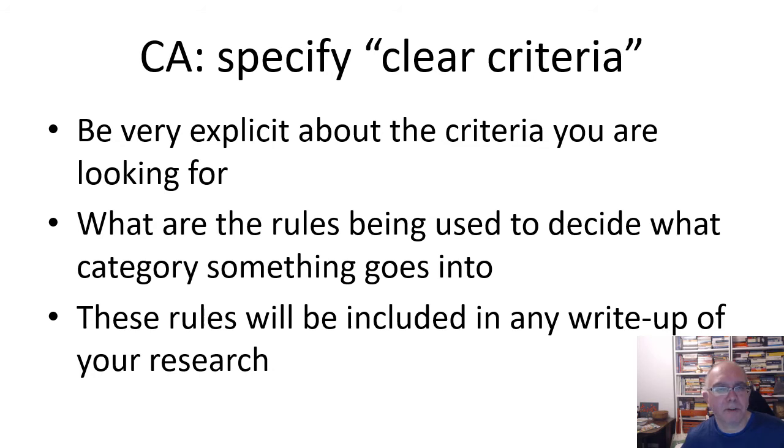All right, about these criteria, you should specify clear criteria and be very explicit about what you're looking for, the rules you're using to decide whether a category A or B or C. And these rules are not just something that you leave in your head, you write them down. They become part of the methodology of your research, and you should try and justify these criteria, explain why you decided to have the rules that you did to put something in one category or another.